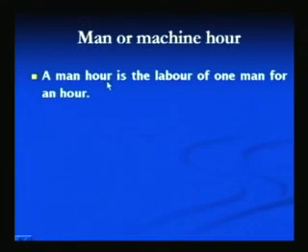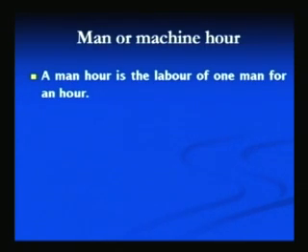To understand the concept of man or machine hours, we have to see that man hour is considered as the labor of one man for 1 hour in the process of production or manufacturing of a particular type of product. So, if a man continues to work for 1 hour, then that labor is termed as the input resource, and it is quantified in terms of the efforts made by one man for 1 hour, which is termed as the man hour.